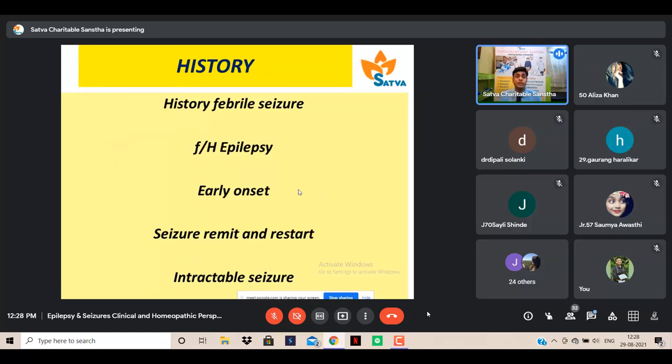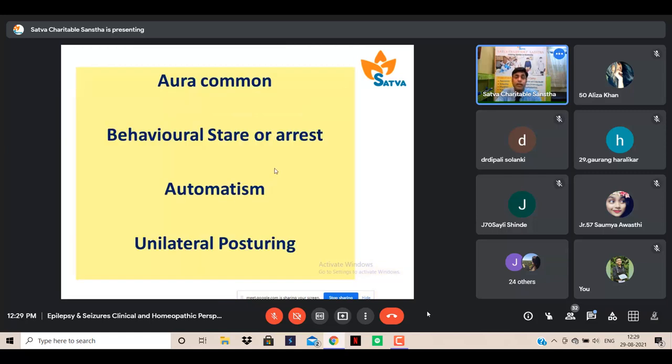So when you are talking to the patient and you find there is an aura, you always take a history of whether there is any history of febrile convulsions, or family history of epilepsy, and what age this had started. These are always early onset type of epilepsy, and there is a time where the temporal lobe epilepsy patient is asymptomatic or in the phase of remission for quite a brief period, and again it restarts, and the seizures are intractable. Means at that time you cannot control it, you know. Intractable seizures are there. The auras are very common. The special aura is they keep on staring at you, or there is behavioral arrest, there is automatic behavior. And often there is unilateral posturing also, which is seen.